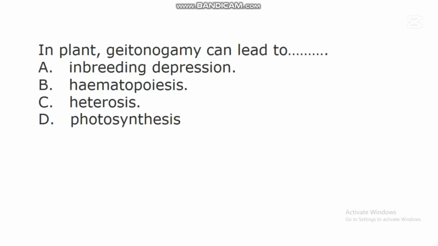The next question says, in plants, geitonogamy can lead to dash. A. Inbreeding depression. B. Hematopoiesis. C. Heterosis. D. Photosynthesis. In this question, the correct answer is A. Inbreeding depression. Research has shown that in plants, this geitonogamy can lead to inbreeding depression.